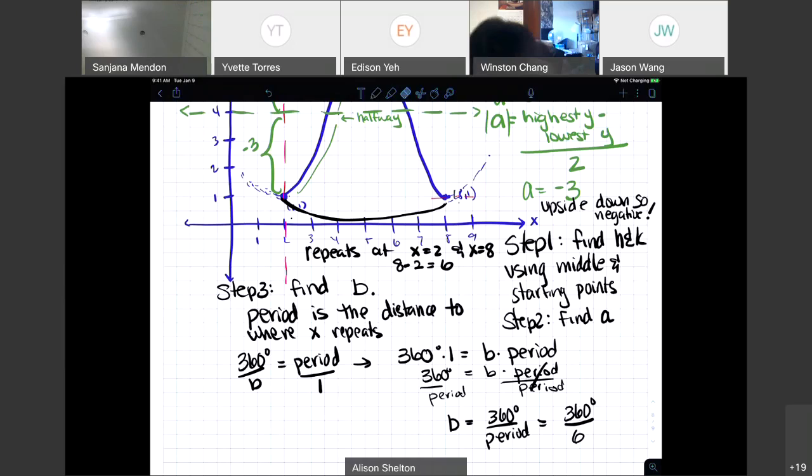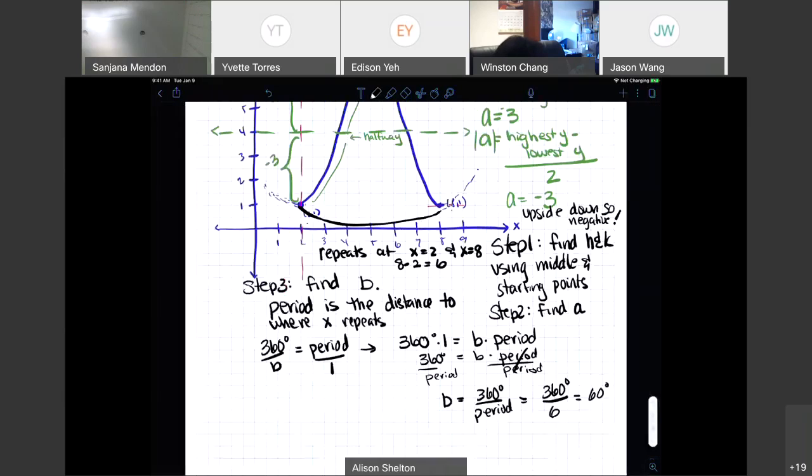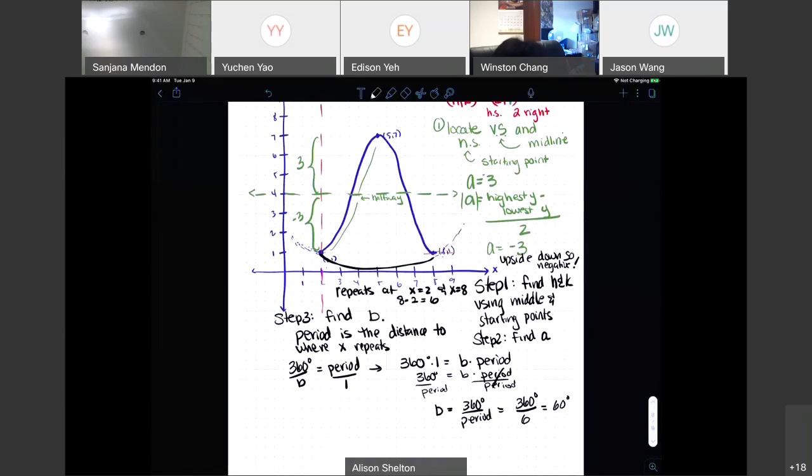Let's do this in radians, because then our numbers are going to be smaller. Well, whatever, I already started with degrees. 360 divided by 6, which is 60 degrees. And that's everything we needed to write it. We just need to decide if it's sine or cosine. And because we start at the lower high point, it's cosine.